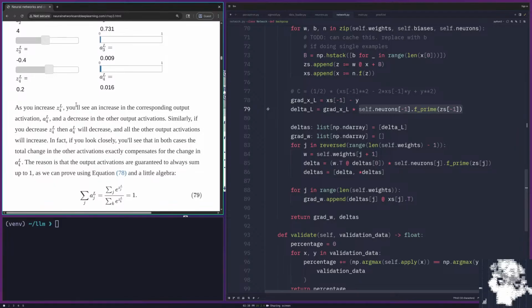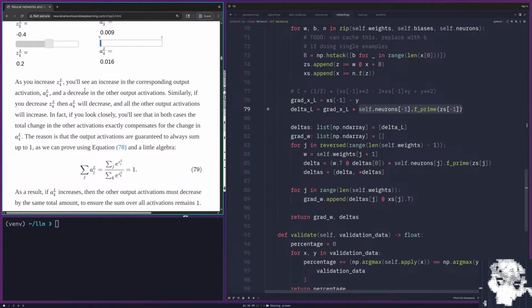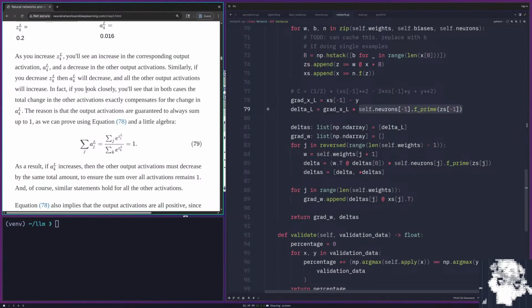As you increase Z4, you'll see an increase in the corresponding output activation A4 and a decrease in the other output activations. Similarly, if you decrease Z4, then A4 will decrease, and all the other output activations will increase. In fact, if you look closely, you'll see that in both cases, the total change in the other activations exactly compensates for the change in A4. The reason is that the output activations are guaranteed to always sum up to 1, as we can prove using equation 78 and a little algebra.